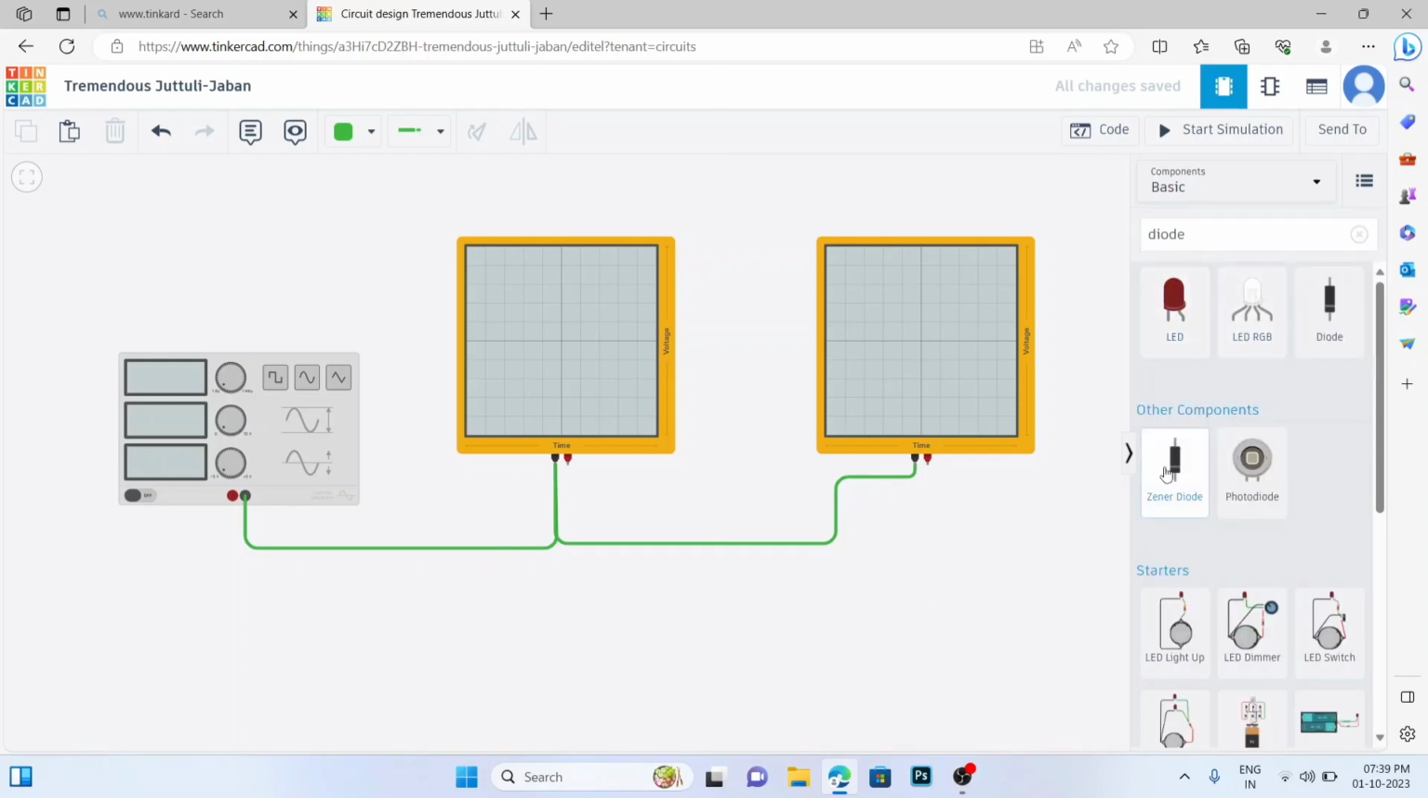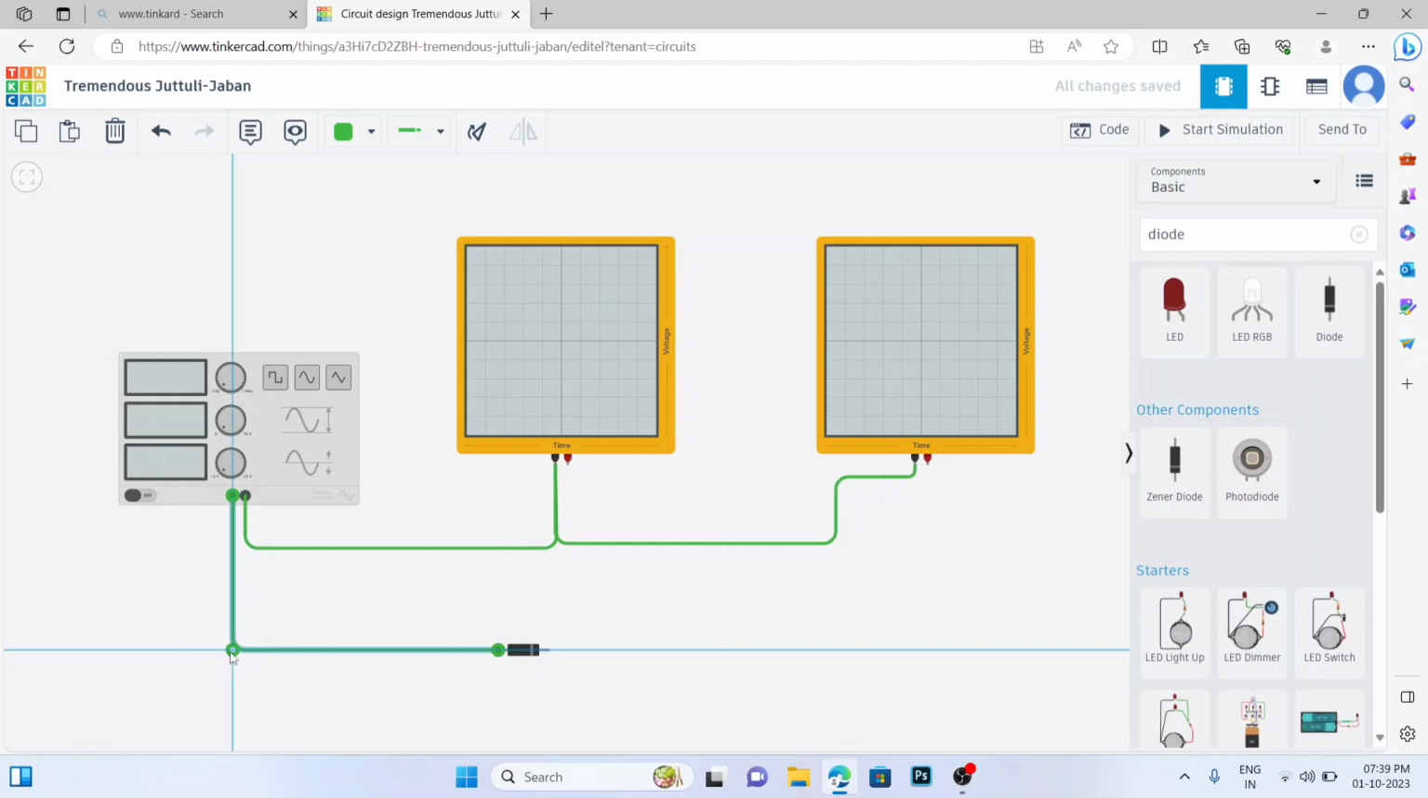And you can see here this is a diode, and we know that the diode can only work in forward bias. Diode cannot work in reverse bias. That's why we get only one half cycle in the output side. And wait, for making this circuit, and we can see the output in the oscilloscope.